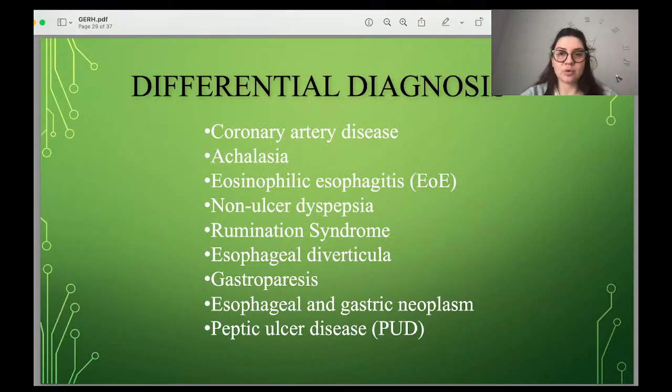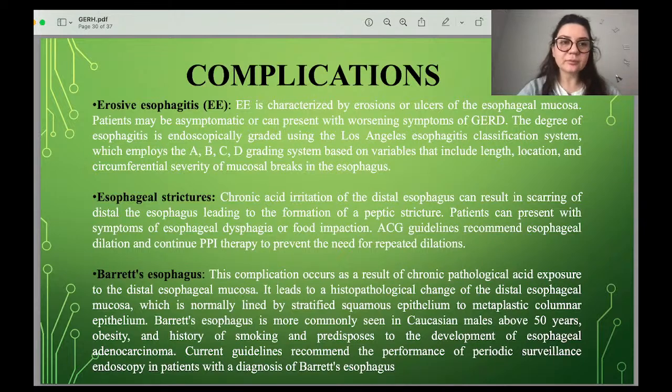Differential diagnosis of gastroesophageal reflux disease includes coronary artery disease, achalasia, eosinophilic esophagitis, non-ulcer dyspepsia, rumination syndrome, esophageal diverticula, gastroparesis, esophageal and gastric neoplasm, and peptic ulcer disease. All these disorders can have nearly the same clinical picture. That's why we should differentiate them from gastroesophageal reflux disease.